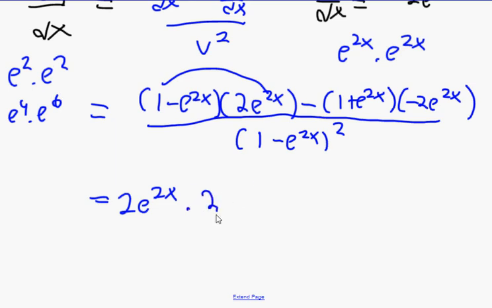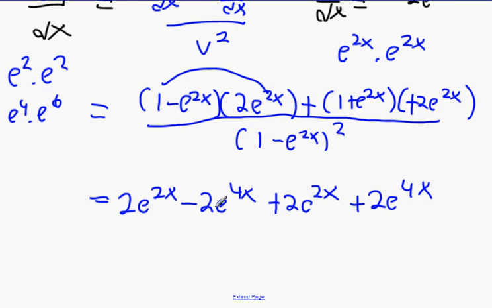Then we're going to get, this is going to change that one with that one because we're multiplying minus by minus. And then we're going to get plus 2 e to the 2x. Plus 2 e to the 2x, those two cancel. And what we're going to get is 4 e to the 2x, all divided by 1 minus e to the 2x squared. Okay, guys.